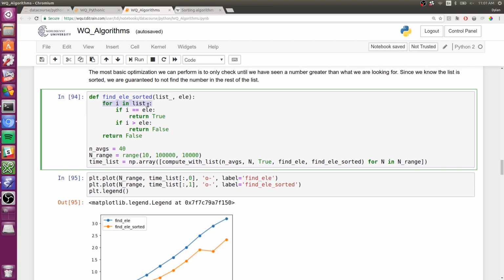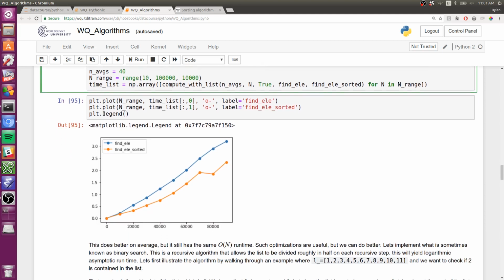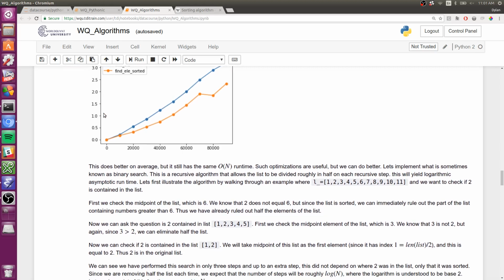Even though our list is sorted, we don't know if the thing we're looking for is going to be at the end of the list or at the beginning of the list. And as our list gets longer and longer, we'll still have to, in general, search roughly half the list. And if our list is getting larger, half the list is also getting larger. So this still takes order n time. But we can do something still smarter.